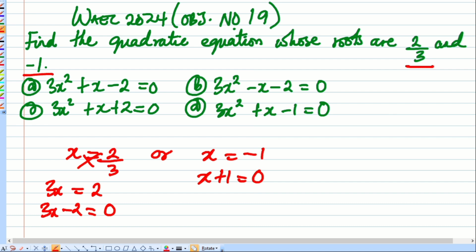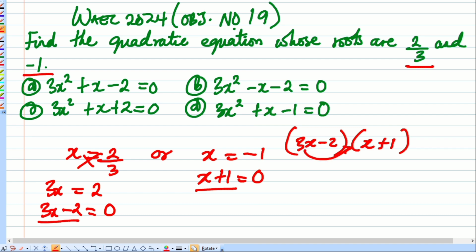Now when we have done this, we need to multiply what we have here and what we have here, and that will be the quadratic equation. Very simple. So our quadratic equation will be 3x minus 2 multiplied by x plus 1. So that will give us the answer. Remember how to do this: if you have two brackets, this 3x will multiply the first term and also multiply the second term. So let's go ahead and do that.